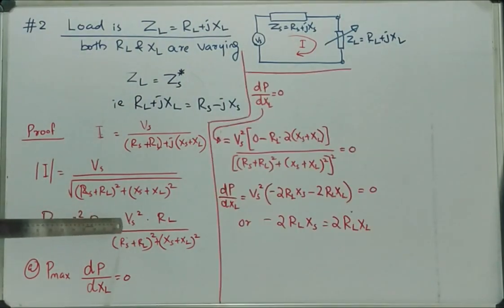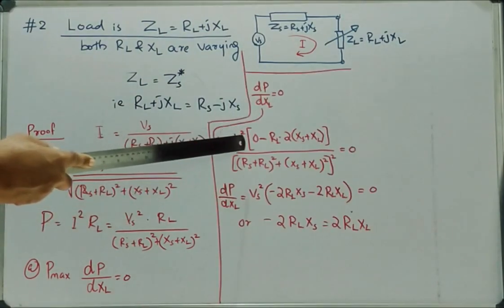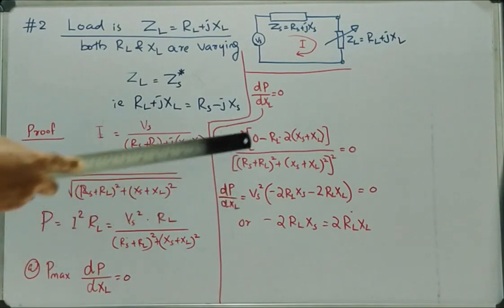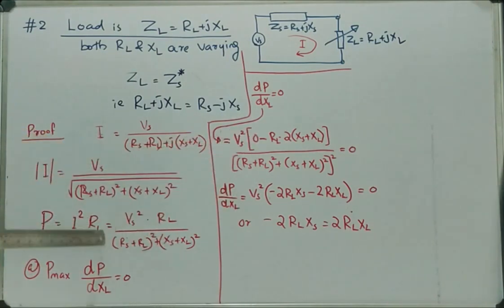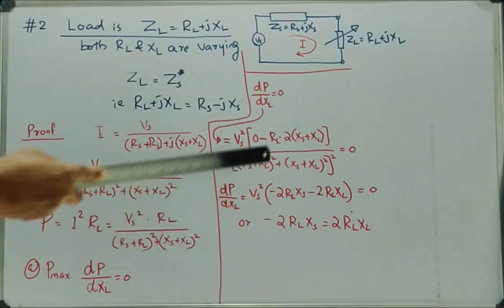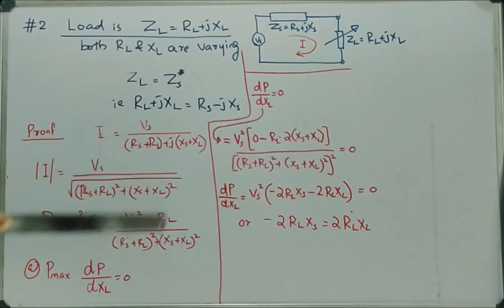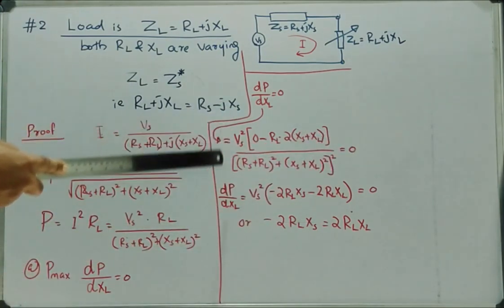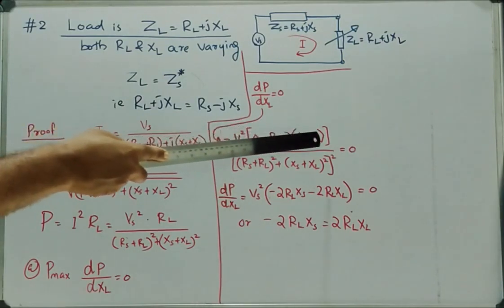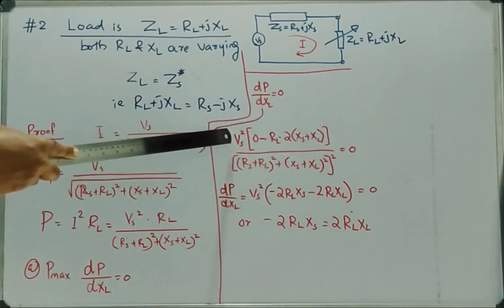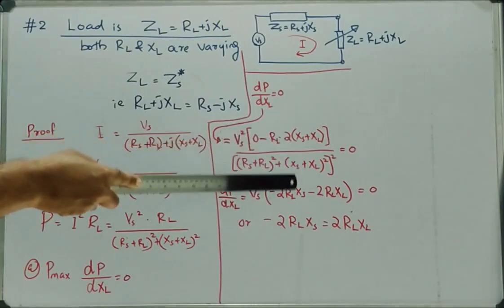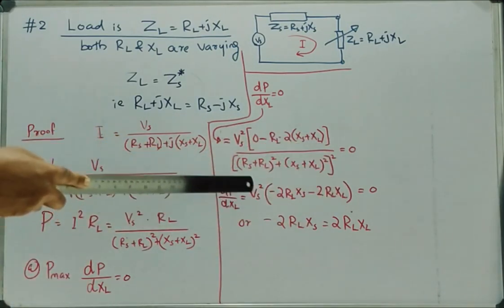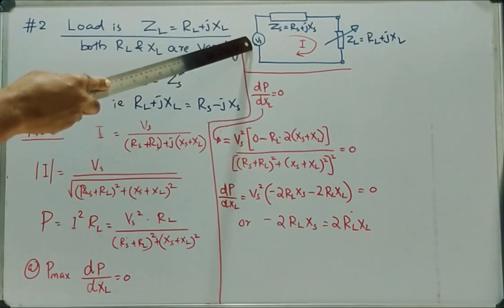Here Vs square is constant. So Vs square into, this into derivative of RL with respect to XL, that is 0, minus RL into derivative of this one, 2 into (XS plus XL), all divided by denominator square and equal to 0. So simplifying, when we are equating numerator only equal to 0, so Vs square minus 2RL XS minus 2RL XL equal to 0.